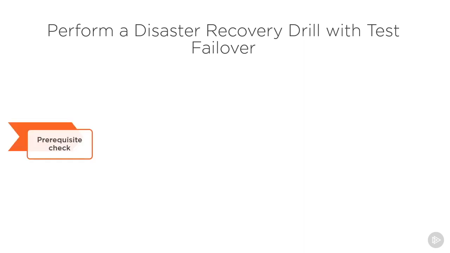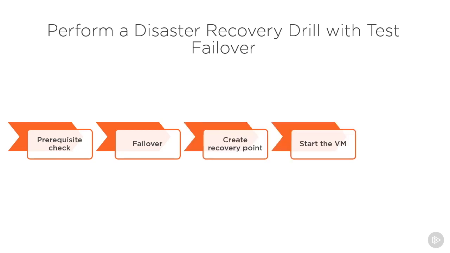Test failover operates in stages. Azure will perform a prerequisite check to make sure that it has everything it needs with regard to Azure resources. The failover will actually happen. Now, you're not going to cut service over to the restored VM. You're still using your primary VM, but Azure Site Recovery will, in fact, create a recovery point and restore the virtual machine to your recovery VNet and start the VM so that you can establish connectivity and verify that your fix-up scripts are working and so on and so forth.